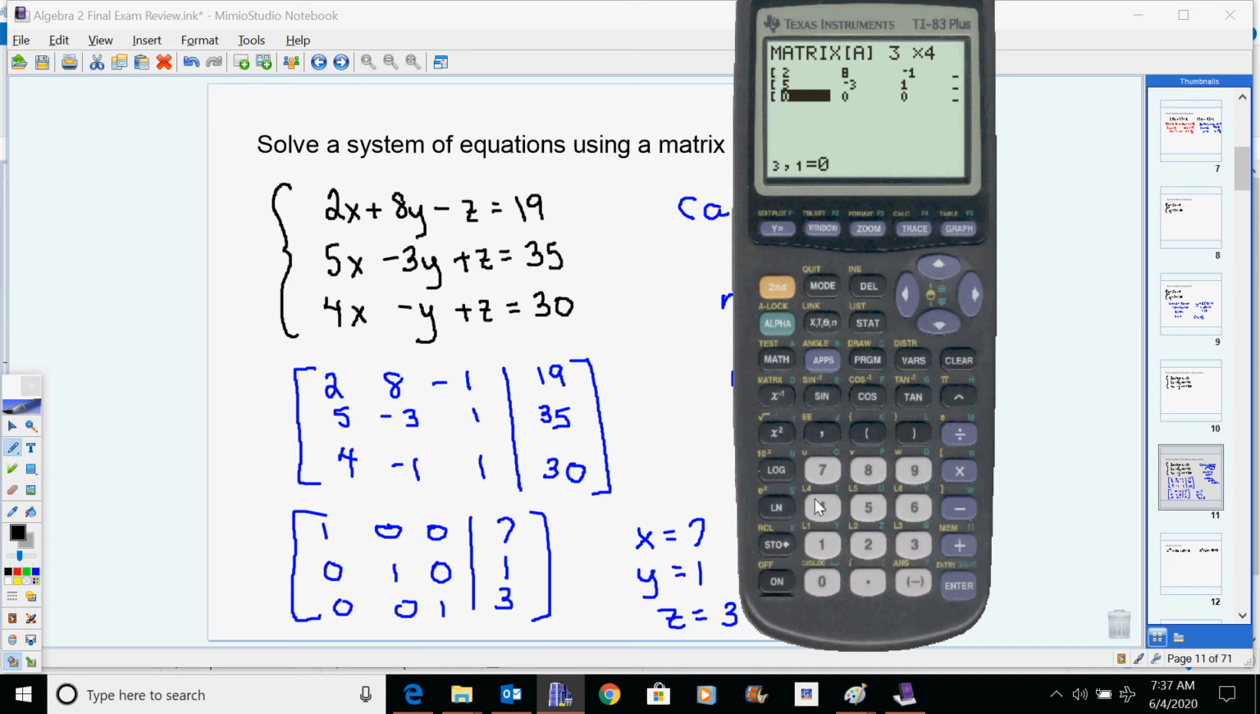Okay, and then we'll put in 4 and -1 and 1 and 30.